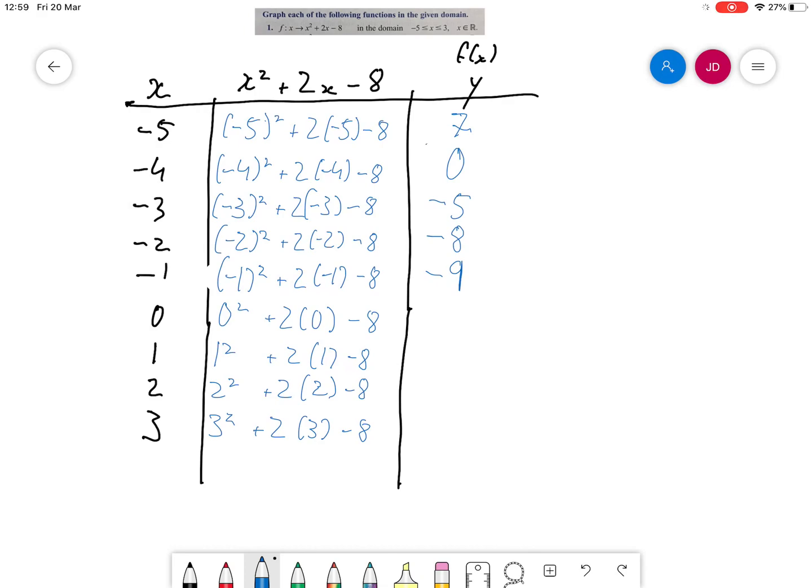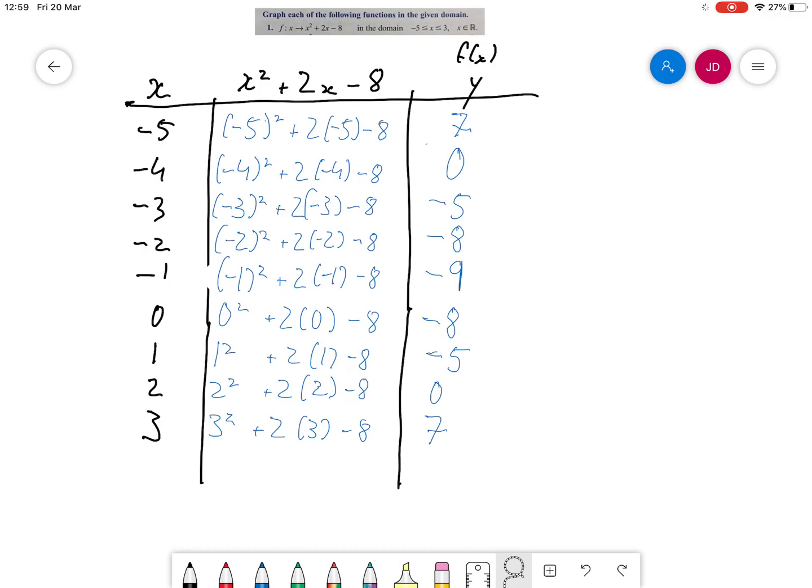0 squared is 0. 2 zeros are 0, so we just get a plain and simple minus 8. 1 squared is 1. 2 ones are 2, so 1 and 2 is 3. 3 minus 8 is minus 5. 2 twos are 4. 2 squared is 4. 4 and 4 is 8. 8 minus 8 is 0. And then finally, 3 squared is 9, plus 2 3s are 6. So 9 and 6 is 15, take away 8 gives us 7. You might notice here that we have a bit of a pattern. There we go, down 7, 0, minus 5, minus 8, and minus 9 is our lowest point. And we start to increase again: minus 8, minus 5, 0, and 7.